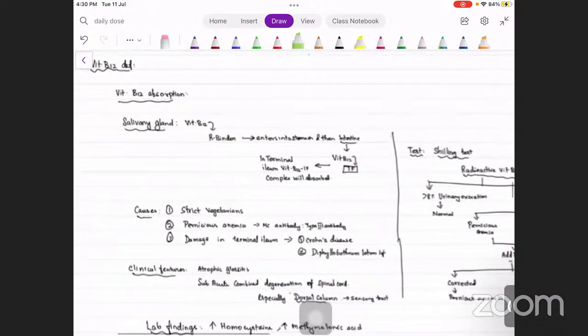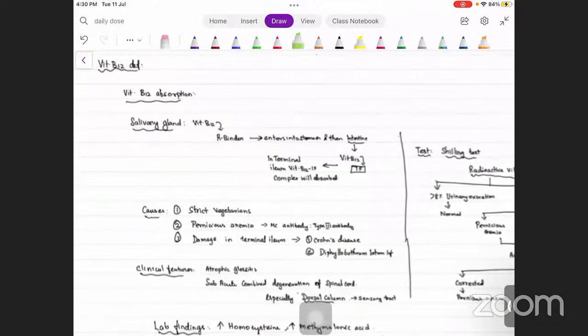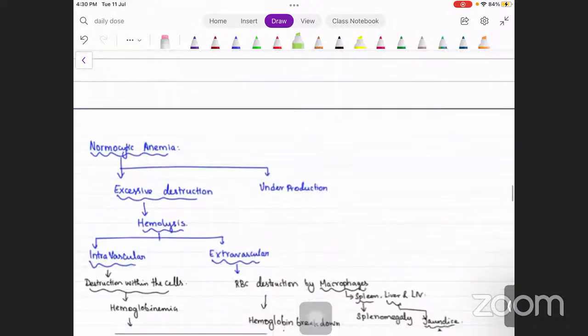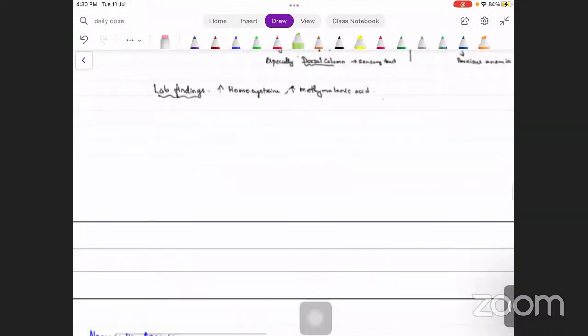The factor required for the absorption of vitamin B12 in the terminal ileum is intrinsic factor. That's why vitamin B12 is also called the extrinsic factor of Castle. It may result in pernicious anemia if it is autoimmune, where you see increased homocysteine and increased methylmalonic acid.